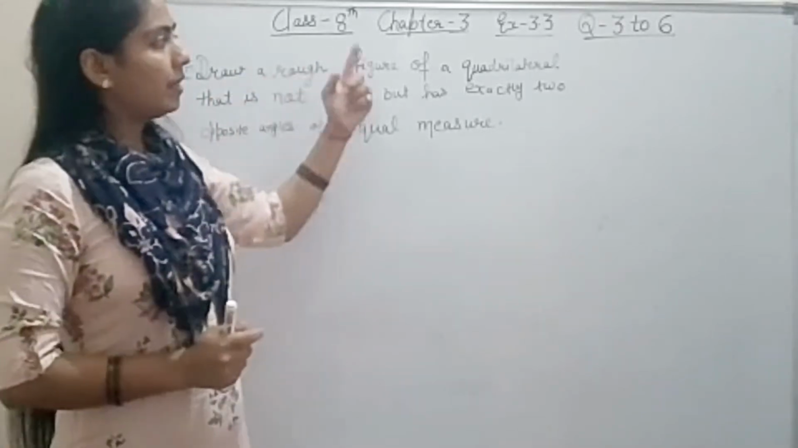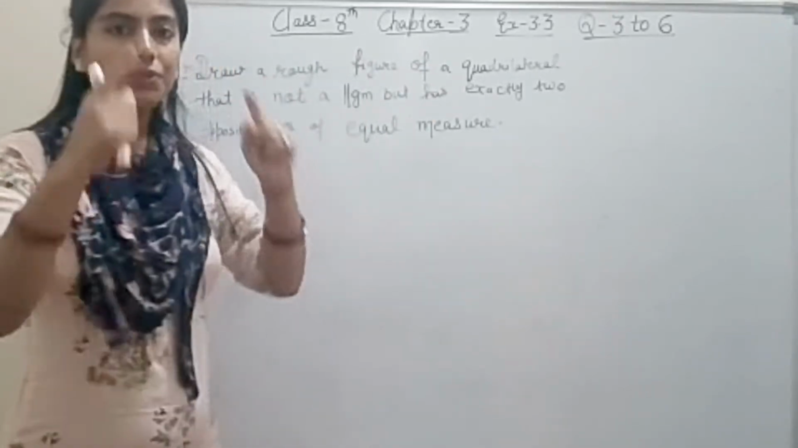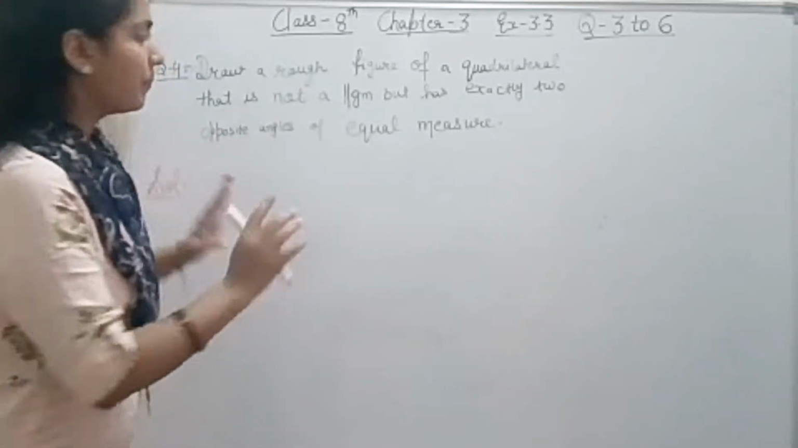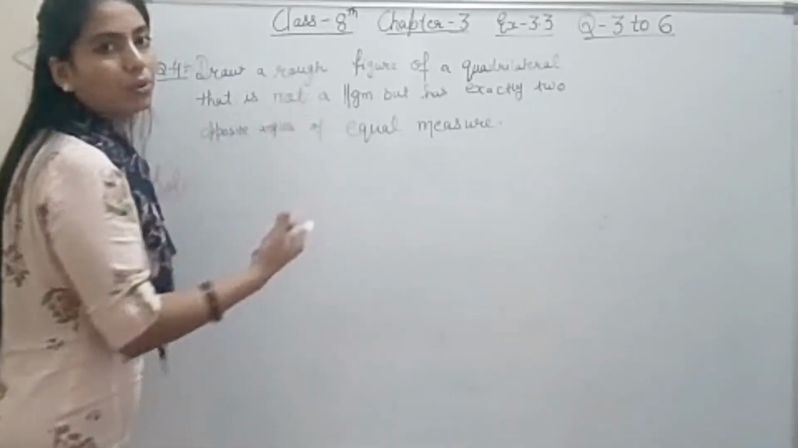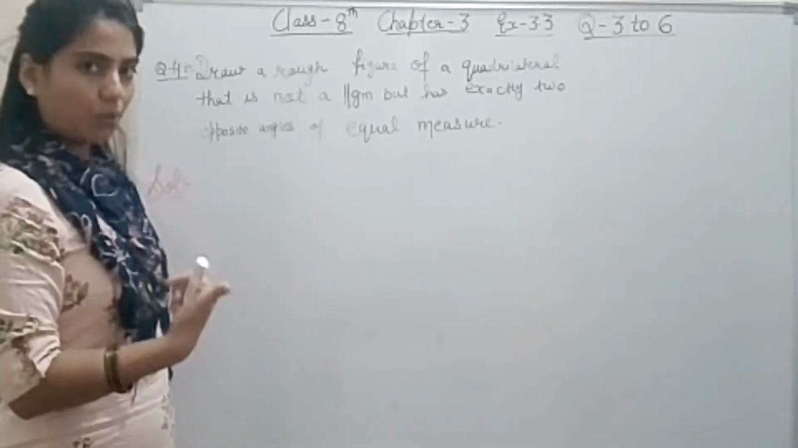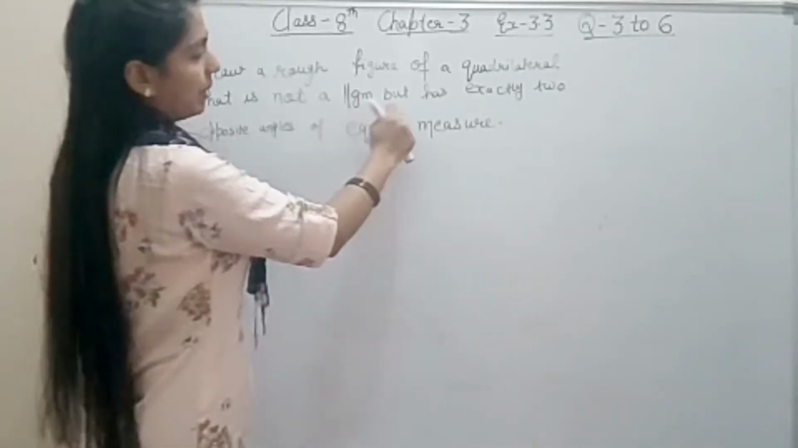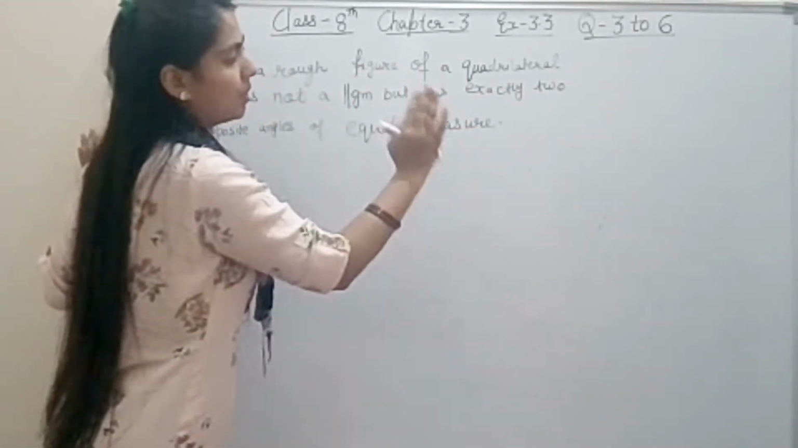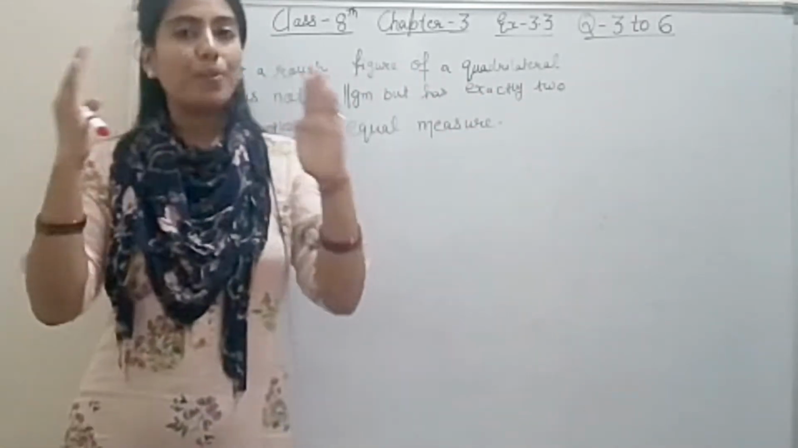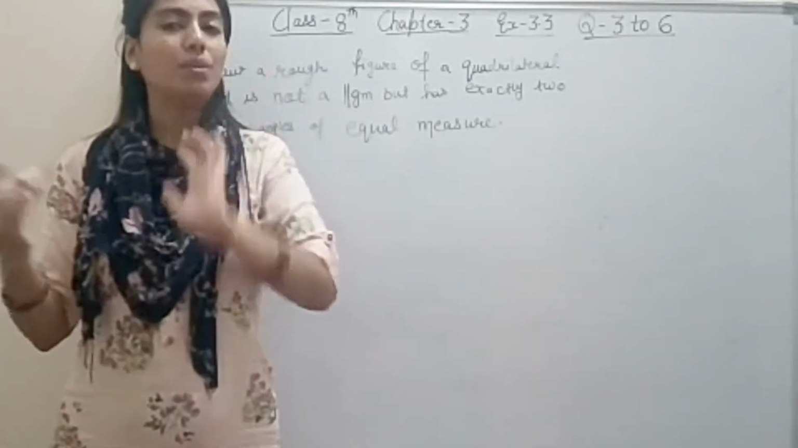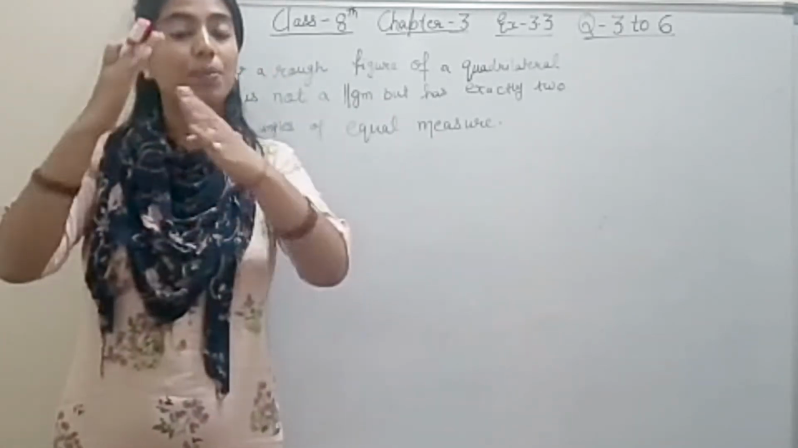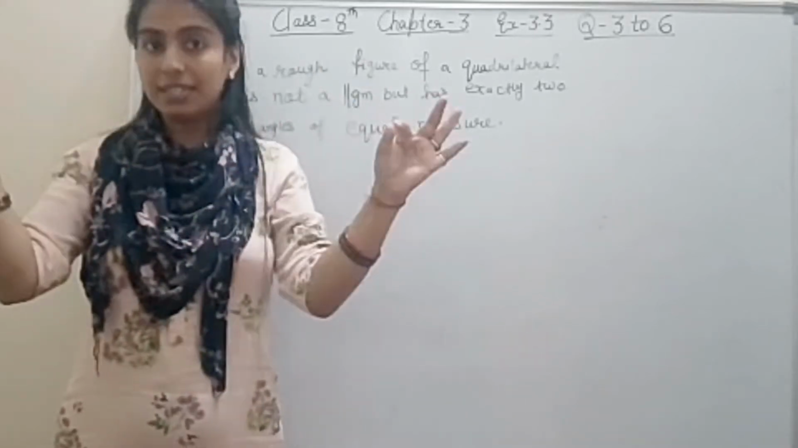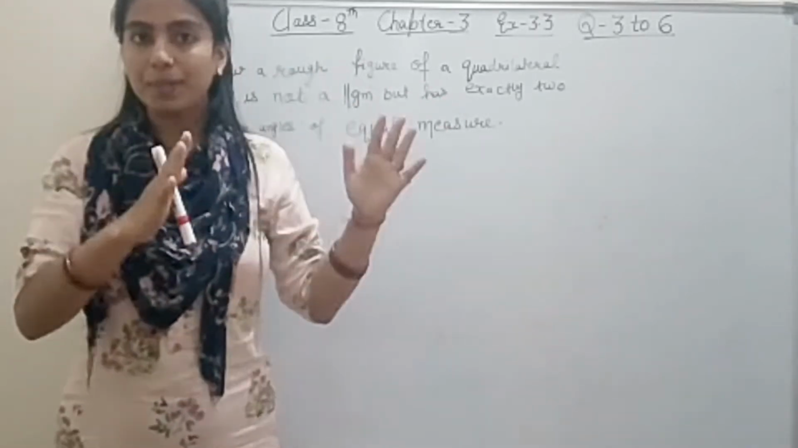Draw a rough figure of a quadrilateral having 4 sides. That is not a parallelogram. It should not be a parallelogram, but has exactly two opposite angles of equal measure. मतलब जो उसके opposite angle होंगे वो equal measure के होने चाहिए. Means the diagonals bisect each other. Bisect, length is equal. OA is equal to OB.